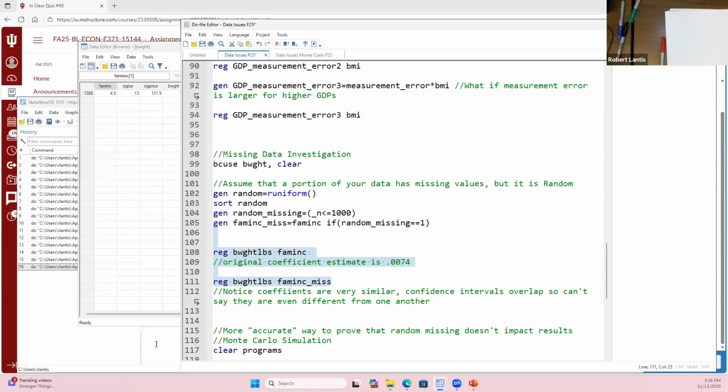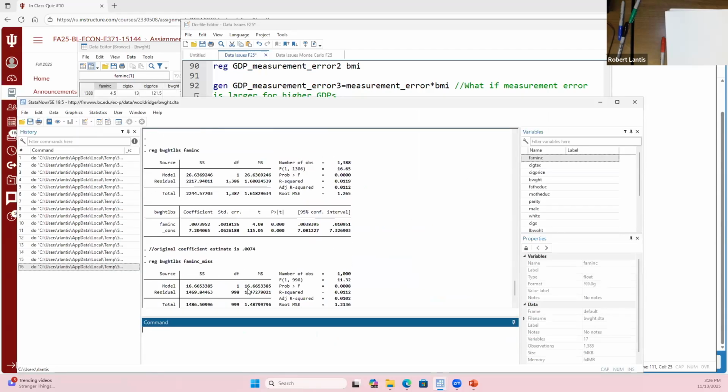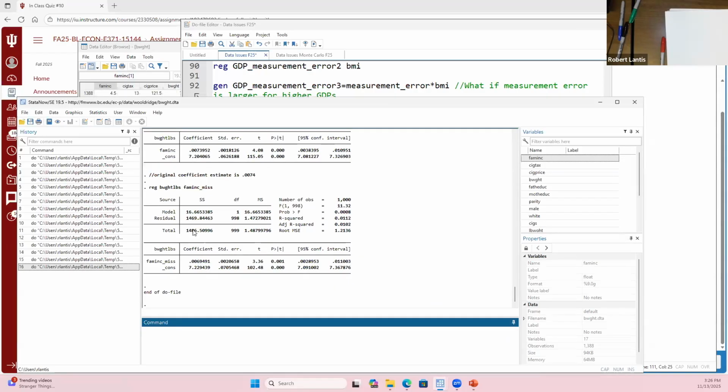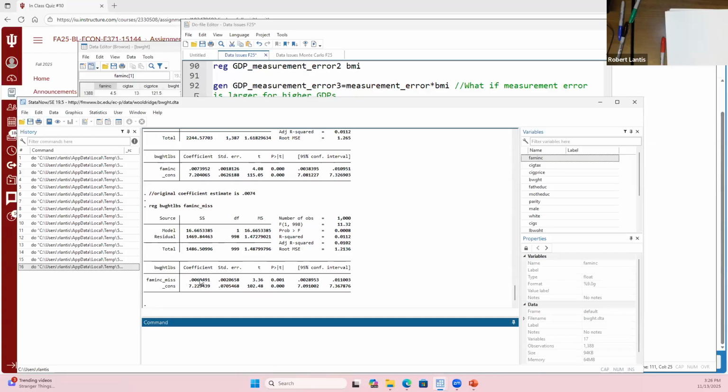So I can actually run this regression, right? The one with the actual data, I get 0.007, test statistic of 4.08. So it's a little bit off here, right? Now that's going to be because if it's completely random, what would I really need to do? I need to randomly generate those numbers, kind of like we did last class, like 1,000 different times, and then look at the average coefficient, right? But we can see here, it's pretty close, right?